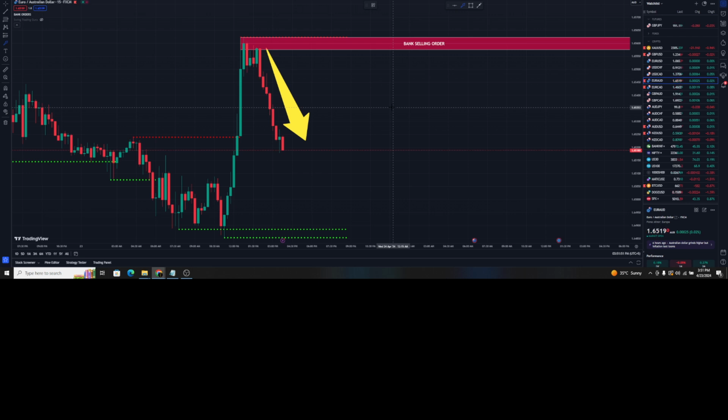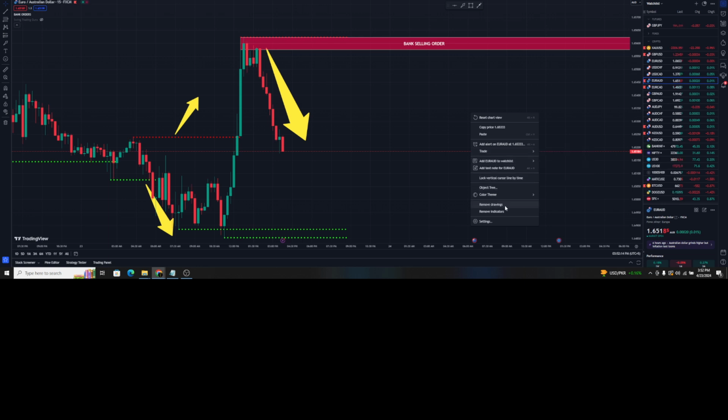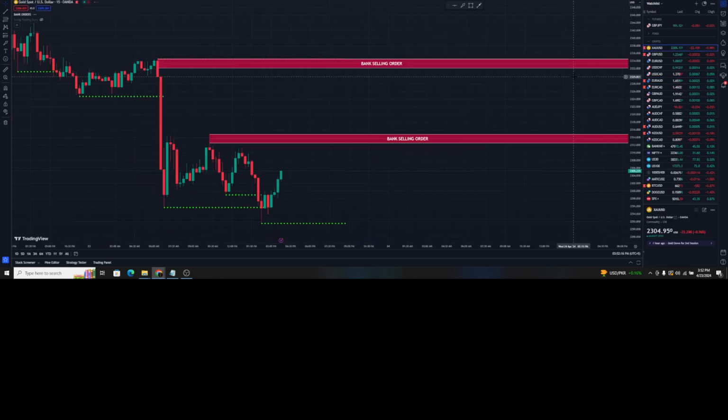Okay guys, so we were talking about the indicators. As you can see, we have the straightforward rejection from the bank selling order, and the second thing about this indicator is when the market closes below the dotted green line, it's a rejection. It means that you need to sell, you don't need to buy. And if the market closes above the dotted red line, it will be a buy signal. But right now, you can see the price is moving below the dotted green line. Okay, so let's have a look at different pairs.